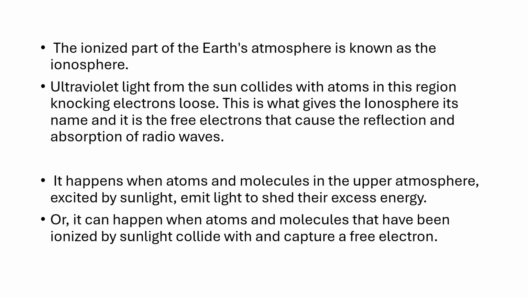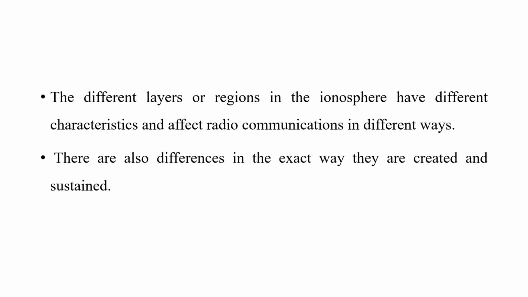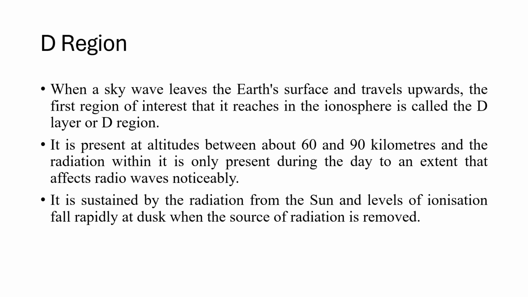Or it can happen when atoms and molecules that have been ionized by the sun capture a free electron. The different layers or regions of the ionosphere have different characteristics and affect radio communications in different ways. There are also differences in the exact way they are created and sustained. The various regions of the ionosphere are named the D region, E region, and F region. First, we shall discuss the D region.